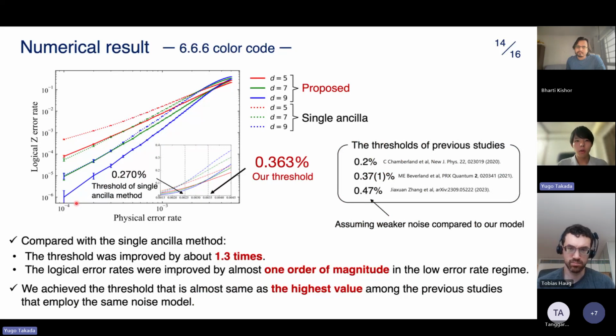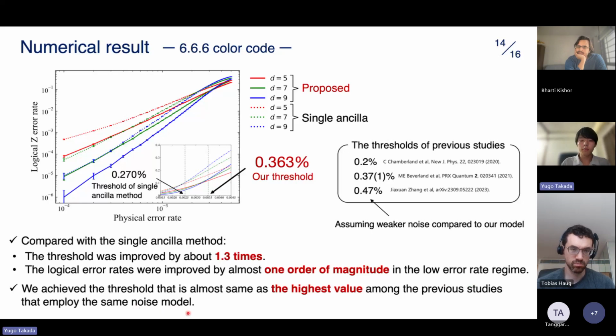This is the result for the hexagonal color code. Again, the solid line is the proposed method, and the dotted line is the single ancilla method. The threshold we obtain is around 0.36%, which is around 1.3 times higher than that of the single ancilla method. And this threshold is almost the same as the highest value among the previous studies that employ the same noise model.